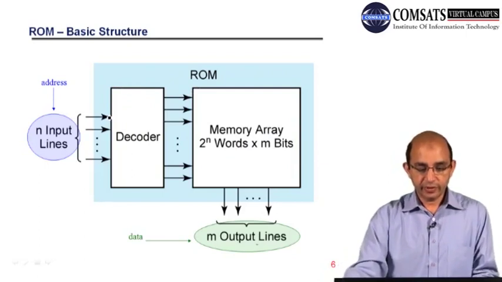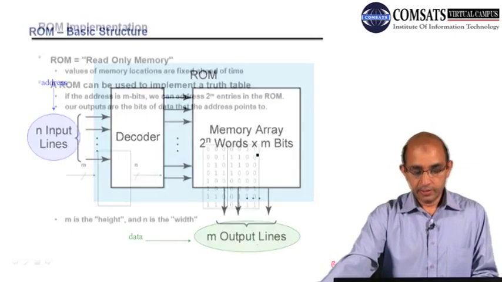So here we have a more detailed structure. This is the decoder, and the functionality of this decoder is to generate the address, so we can address the corresponding location within the ROM in order to read data at that location. If we have n input lines, we can have 2 raised power n words, and if the length of each word is m bits, the size of this ROM should be 2 raised power n words times m bits.